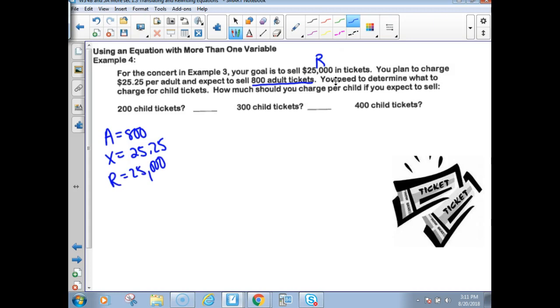You need to determine what to charge for children's tickets. How much should you charge per child if you expect to sell the following? We're going to be using 200 children. That would be your C, right? This one's going to let C be 300. And this one's going to let C be 400. Now our equation was AX plus CY equals R, was it 25,000? Yep.